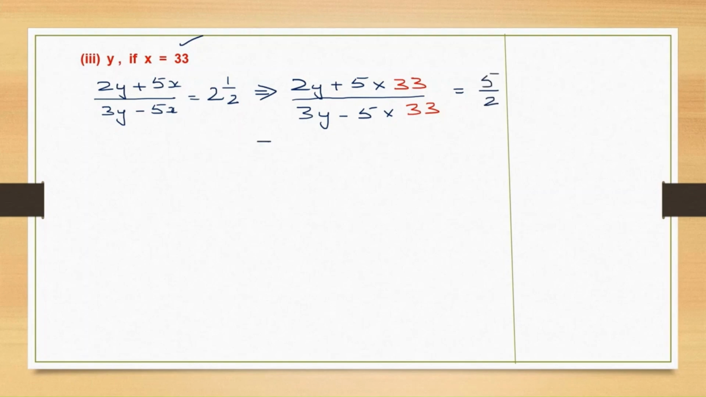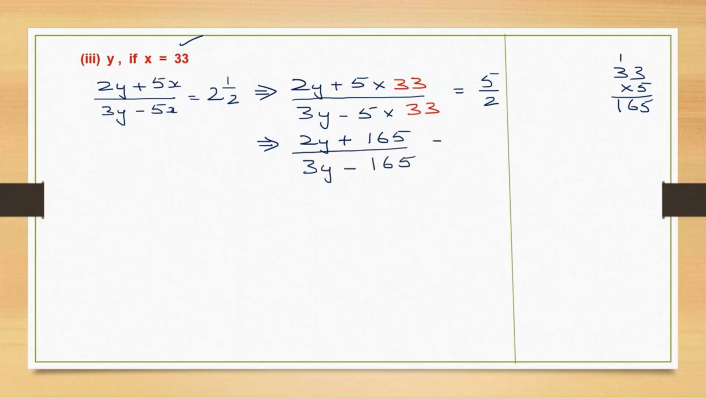So now let's work this out. 2y plus, how much is 5 into 33? So let's do that. 33 into 5. 5 3s are 15, carry 1. 5 3s are 15 plus 1, 16. So plus 165 divided by 3y minus, again 5 into 33, so that is 165. This is equal to 5 by 2.